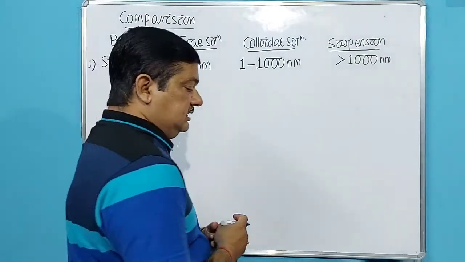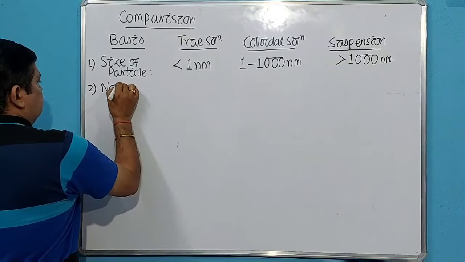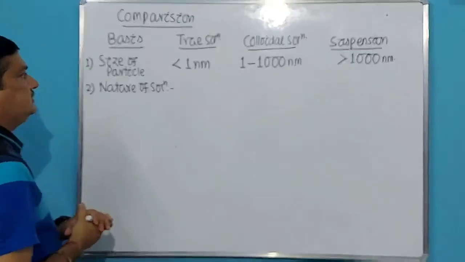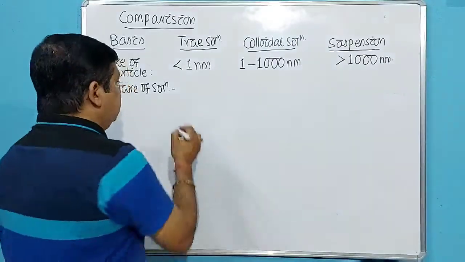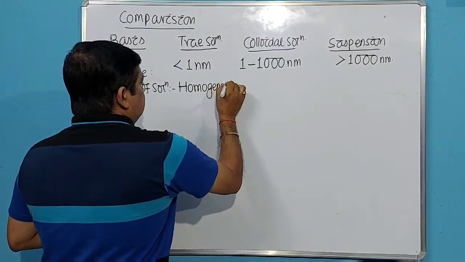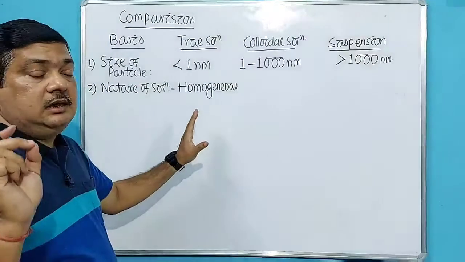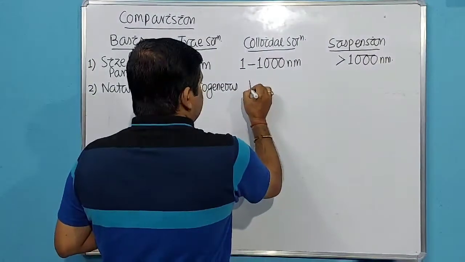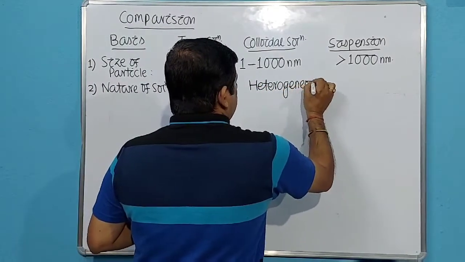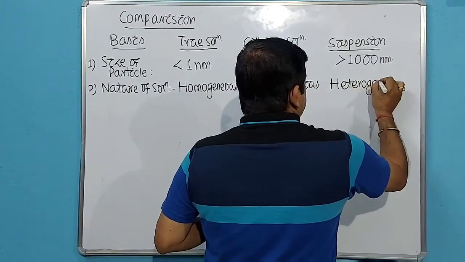Next we'll discuss nature of the solution. Number 2 basis of classification is nature of solution. What is the nature of solution? In case of true solution, it is homogeneous. That means we cannot differentiate between the two components. It is homogeneously mixed. So true solution is always a homogeneous solution. But these two are heterogeneous. You can clearly distinguish between two different components. So heterogeneous, it is also heterogeneous.